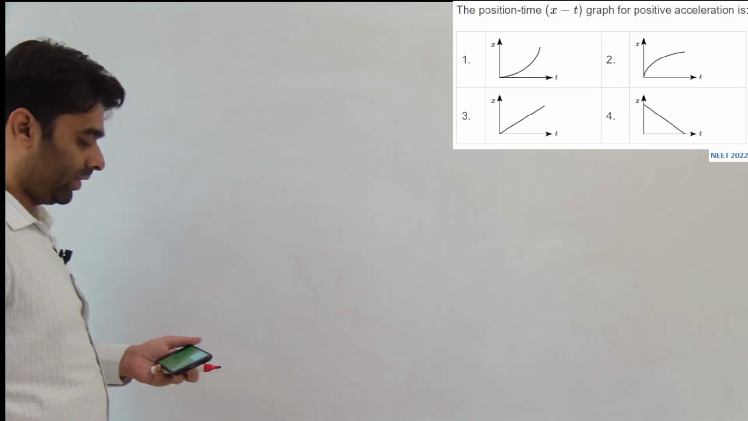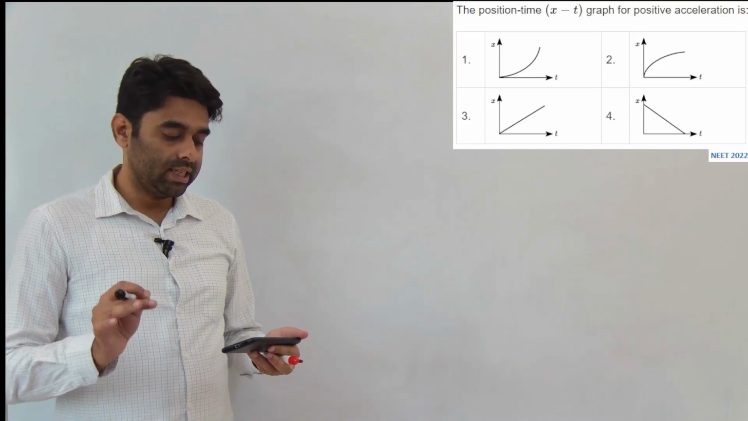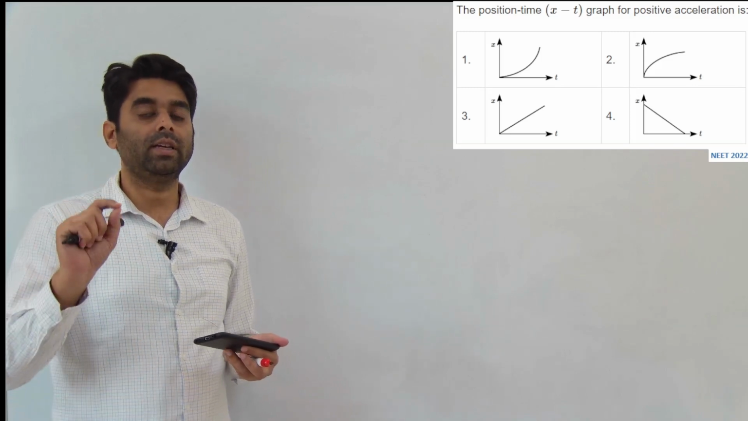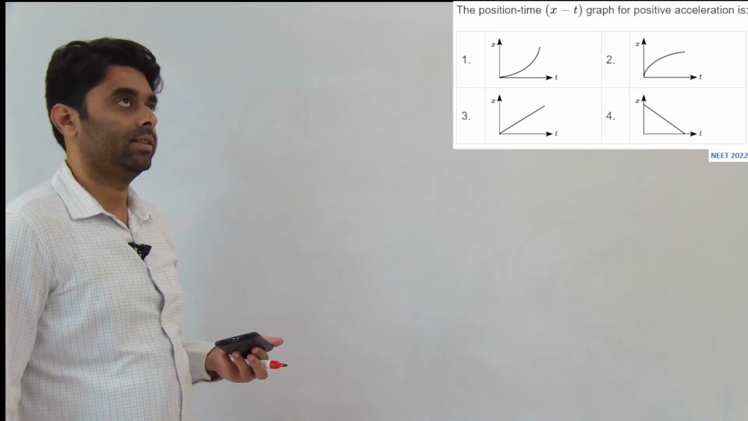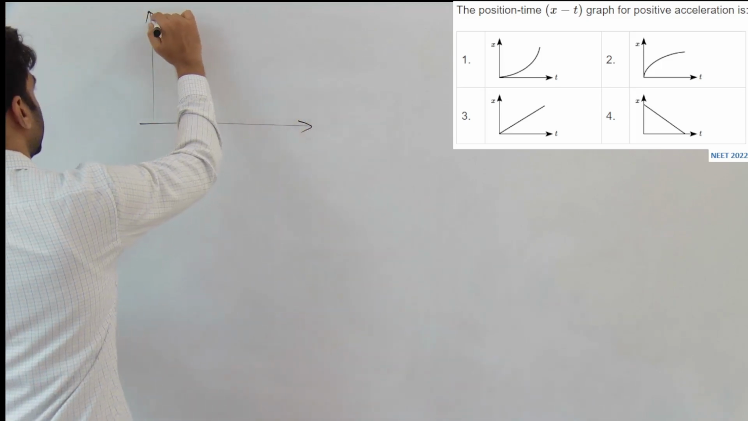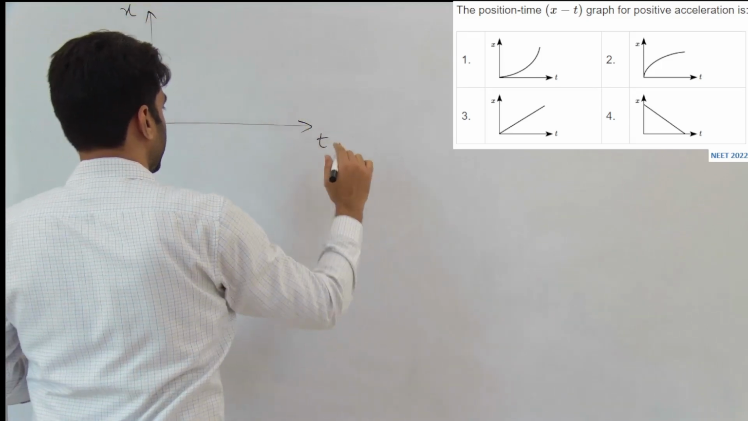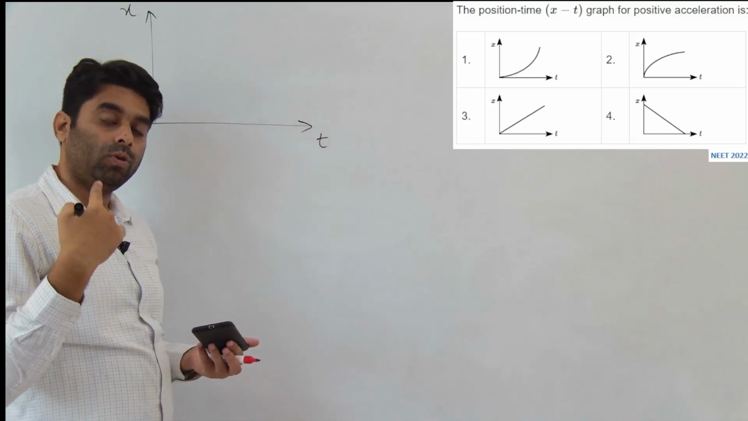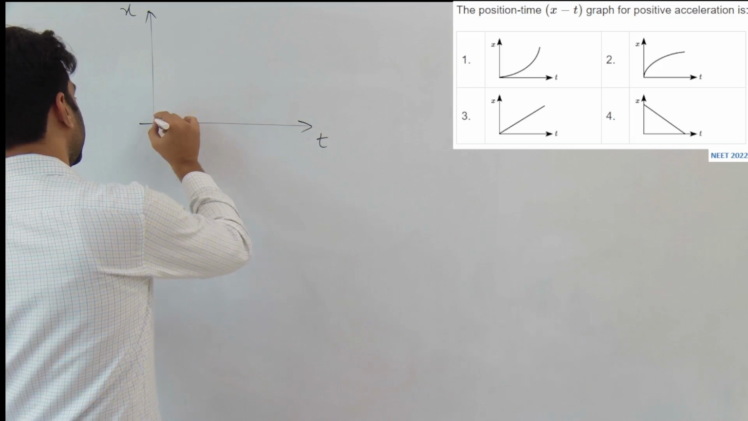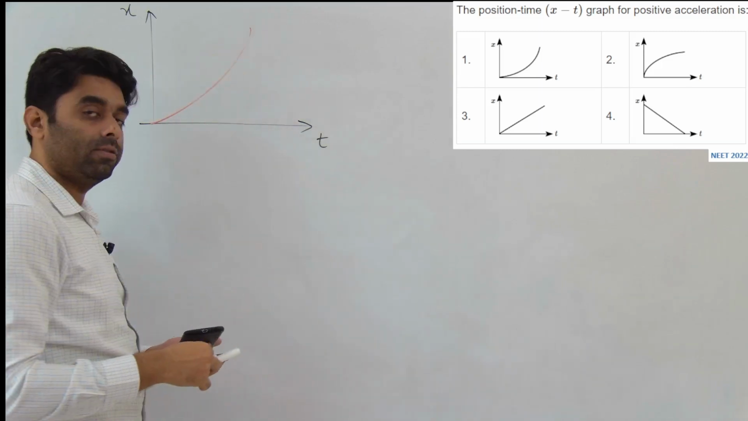So our next question is, the position xt graph for positive acceleration is, 4 options are given to you and they are asking in which positive acceleration is there. Now let us draw xt graph. From xt graph, what information do we get? We get velocity. So the curve that is given is like this. That is what is given in the first option.